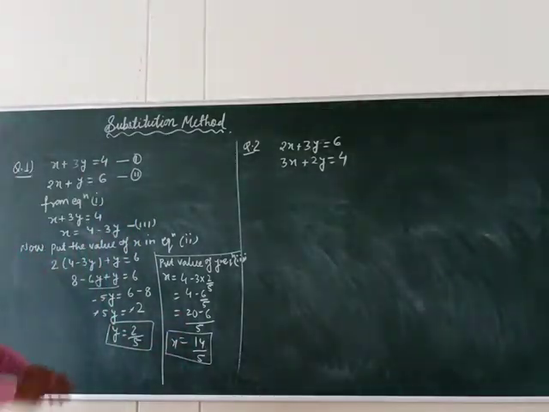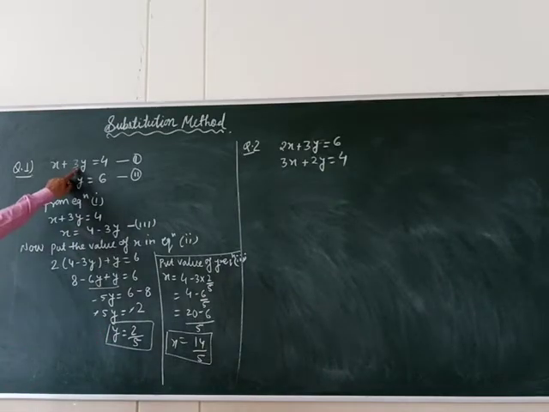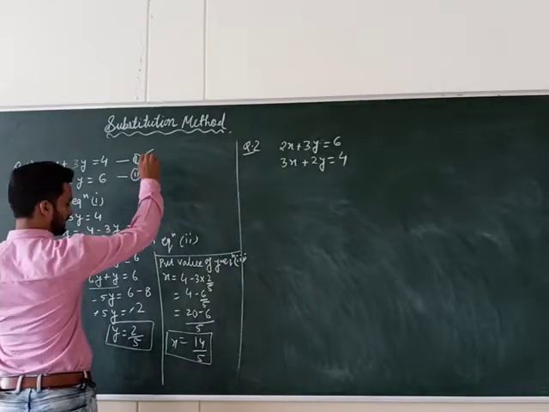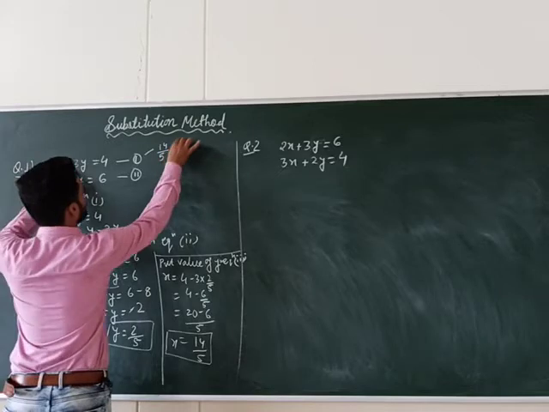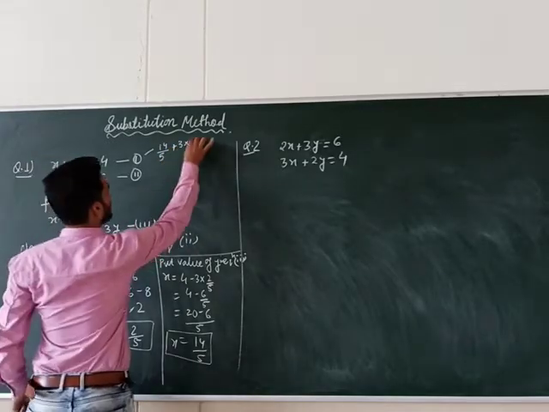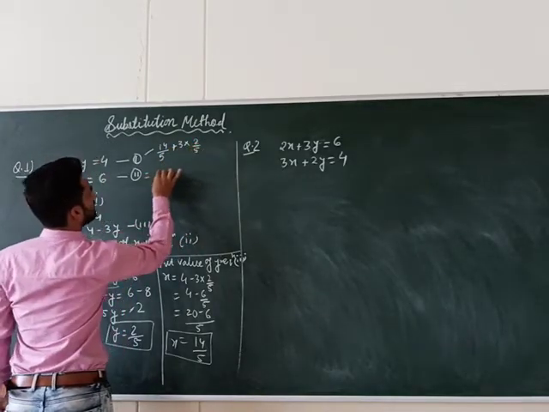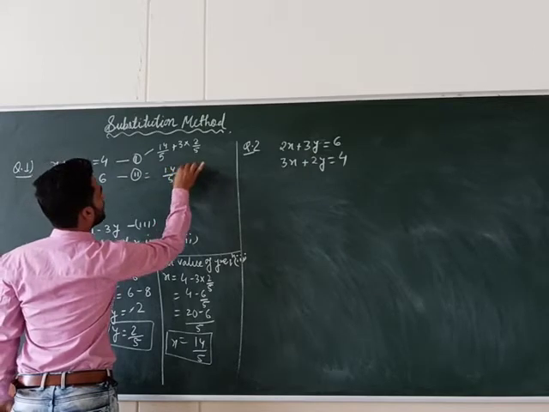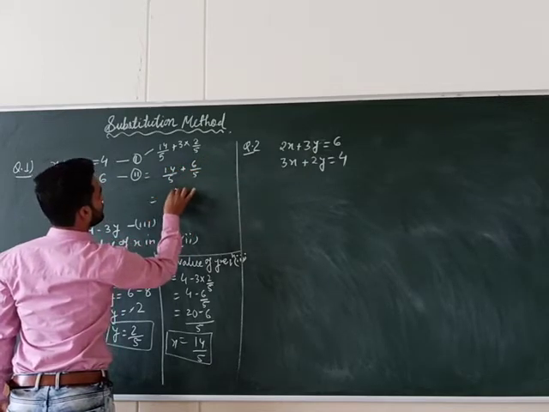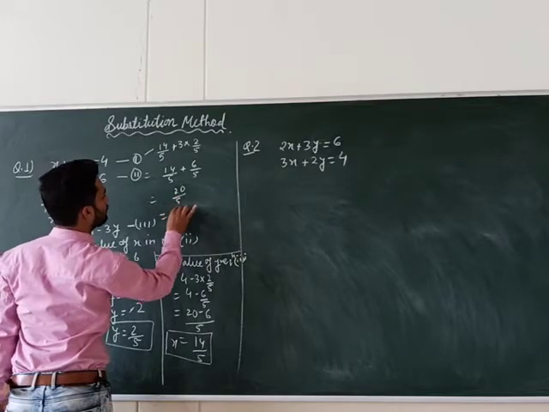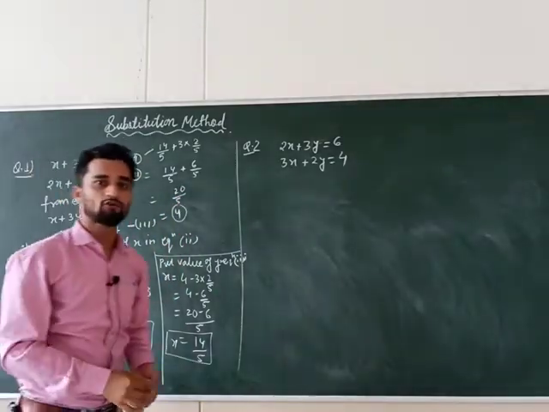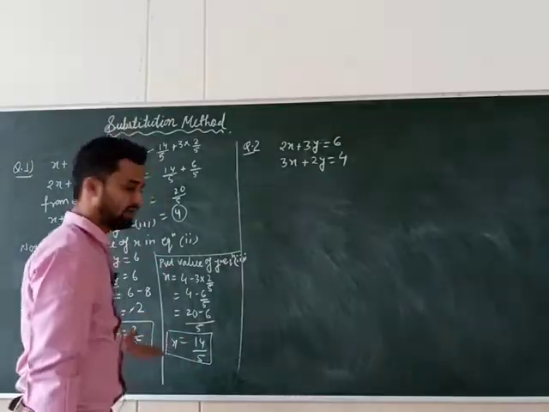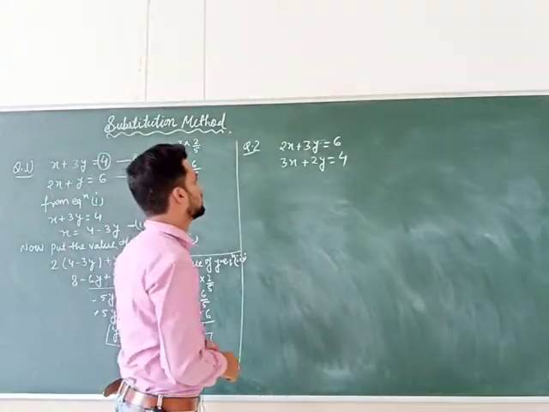And if you want to check your answer, see, the value of y is 2 by 5. If we want to check the answer, put it here. x is what? 14 upon 5 plus y is what? 3 into 2 by 5. See, this will be 14 upon 5 plus 6 by 5, and this will be 20 by 5, which is equal to 4, which was our RHS of the first equation. It means our value of x and y is correct. Now move to the second example.